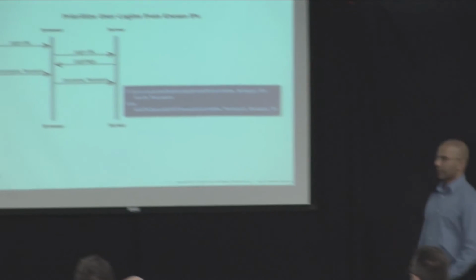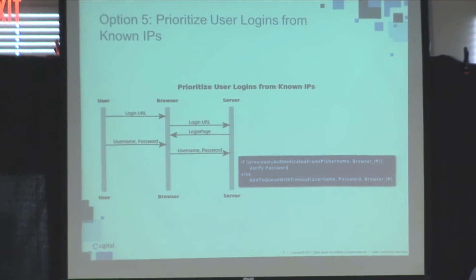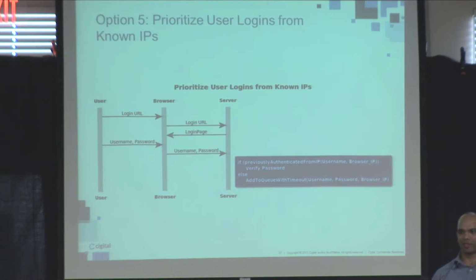Now, the last approach we're going to talk about is prioritizing user logins from known IPs. For a lot of applications, the majority of our users are going to log in from IP addresses that they've logged in from before. Most users aren't going to log in from a completely different IP every single time. And we can use that to help us in some cases.